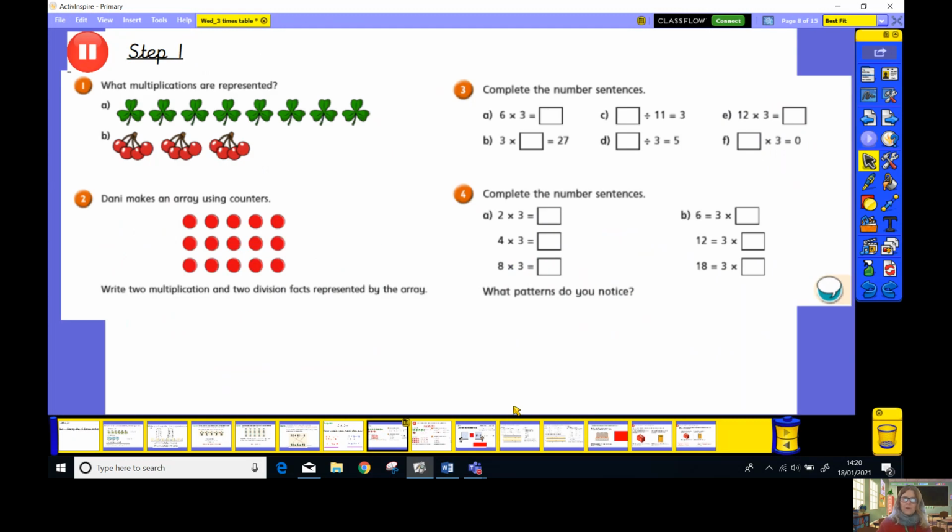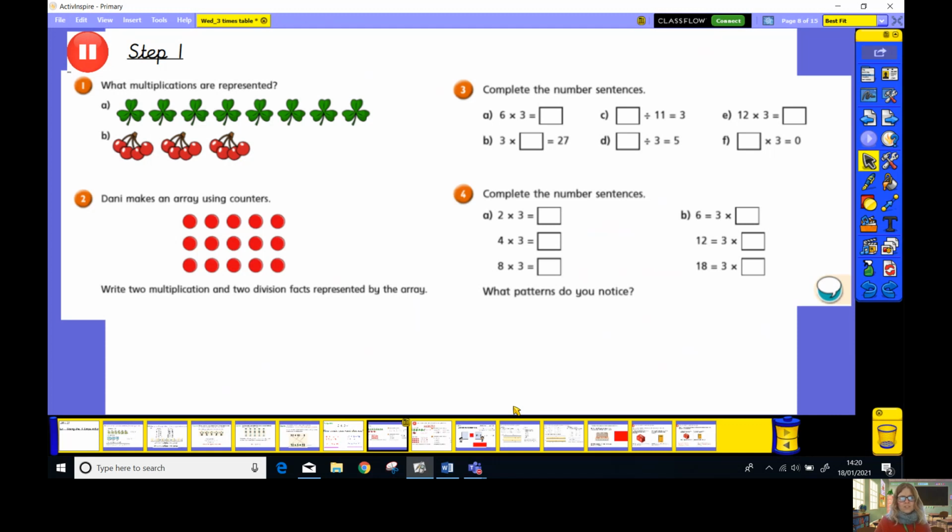Pause the video now and have a go at step one. If step one is where you usually start your work, you must complete it now. If you usually start on step two or three or above, then you can jump over step one now and carry on with the video.